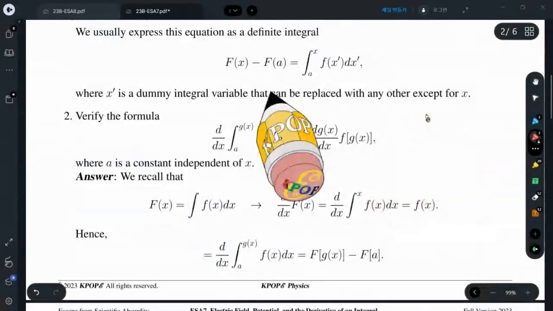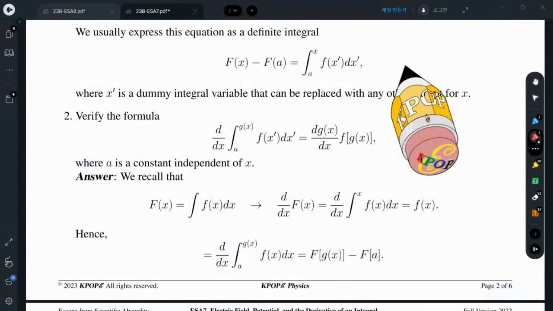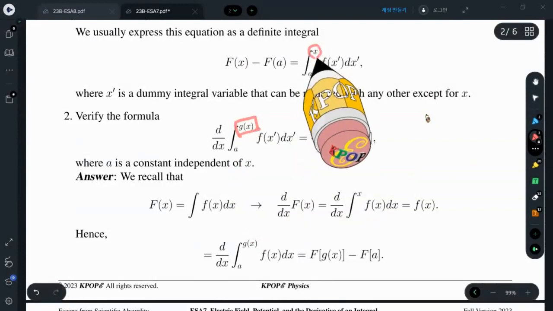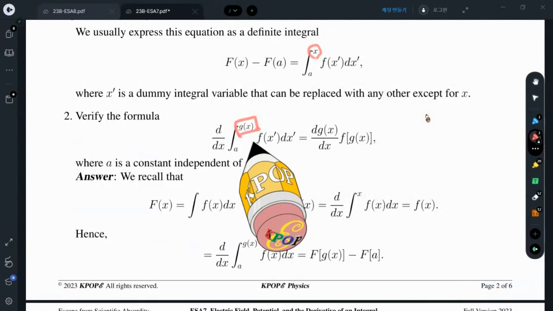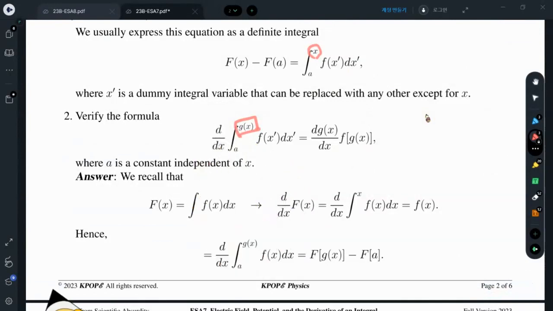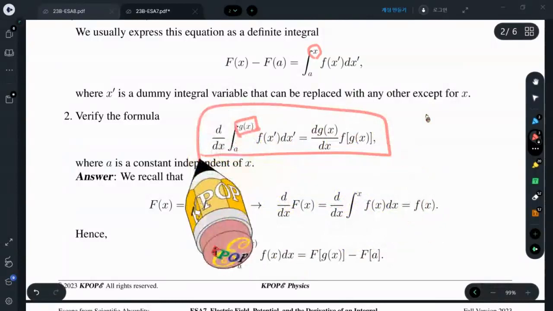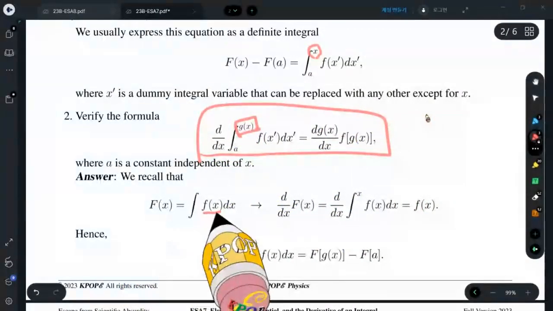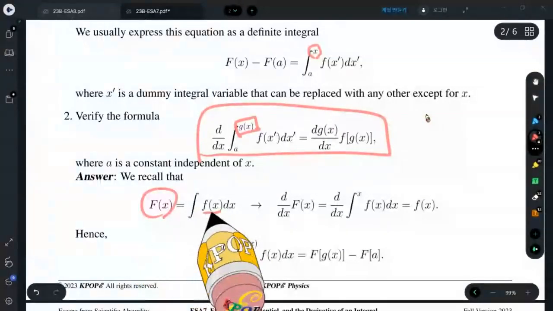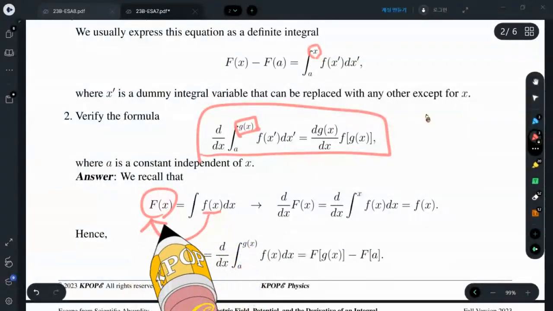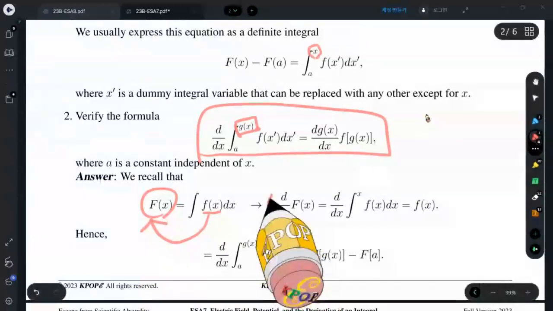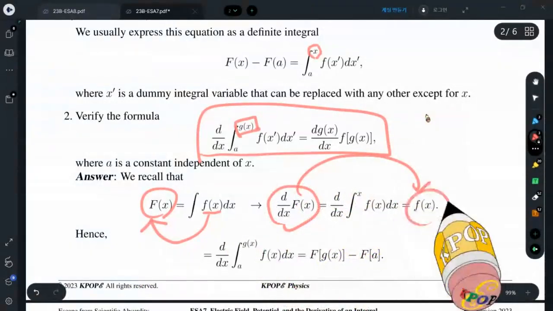So this is what we just have done. Next step, what happens if the upper limit is not simple x, but a function of x, and I take the derivative? Then the answer is this. Let's prove this. We recall that any indefinite integral of a small f is expressed in terms of capital F. And by definition, we take the derivative, then the answer is this.